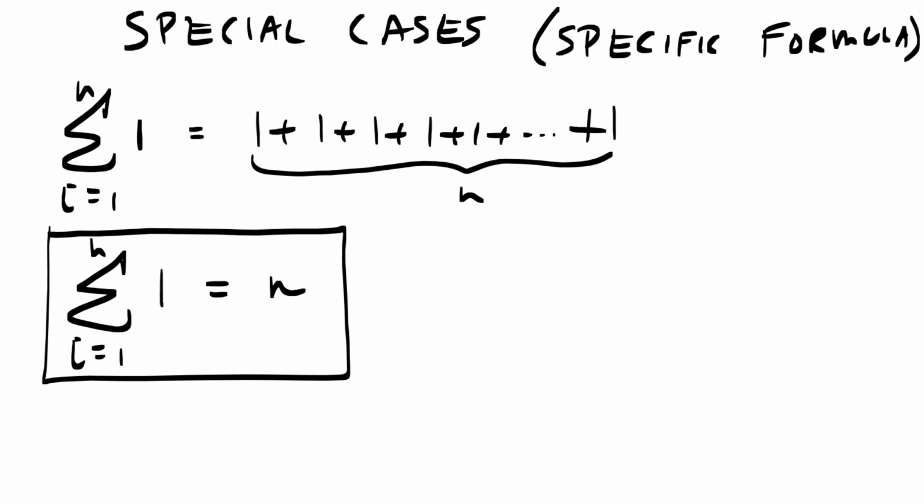But now let's go with the constant. So what happens if it's not 1? What happens if it's a 2 or a 7 or a 12? What happens there?